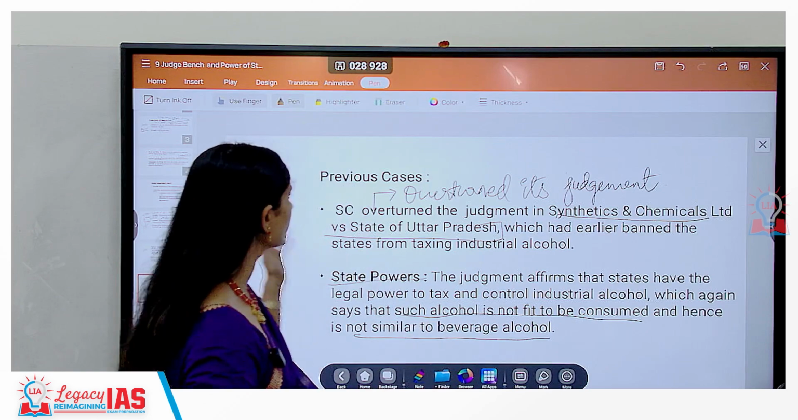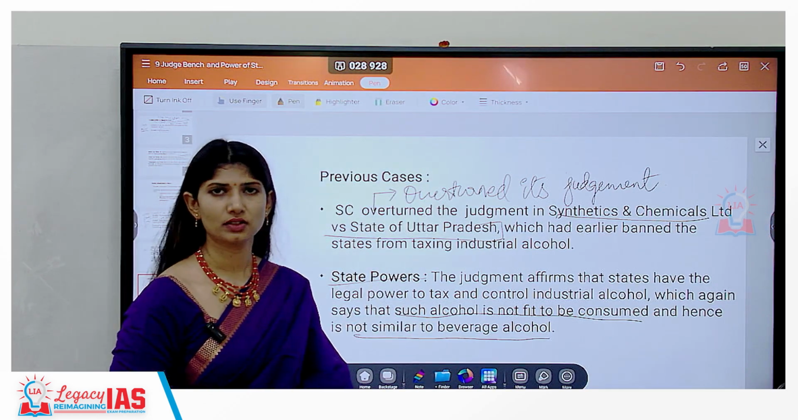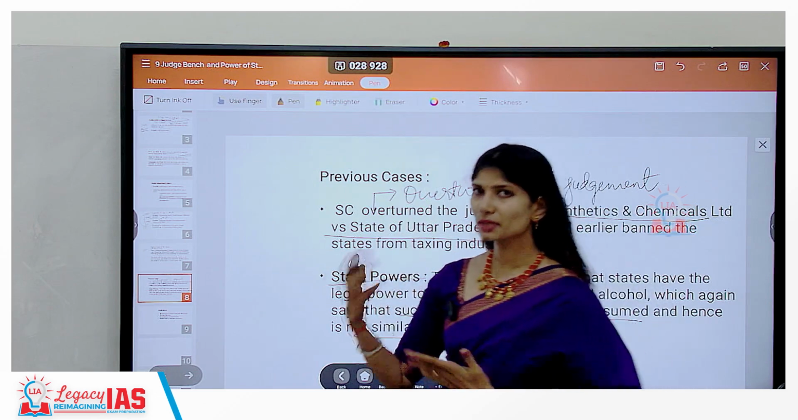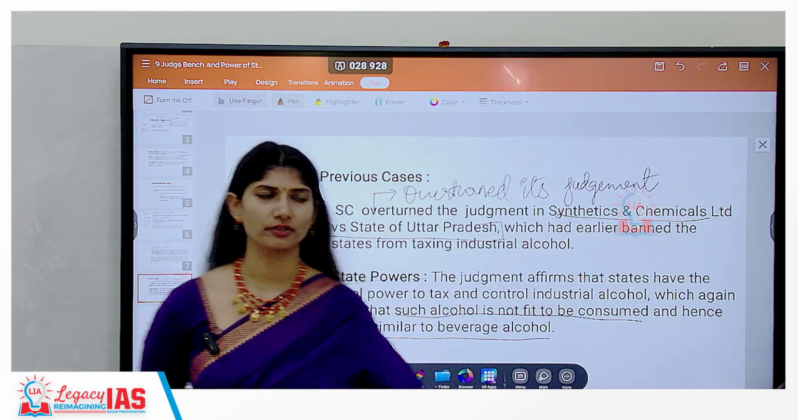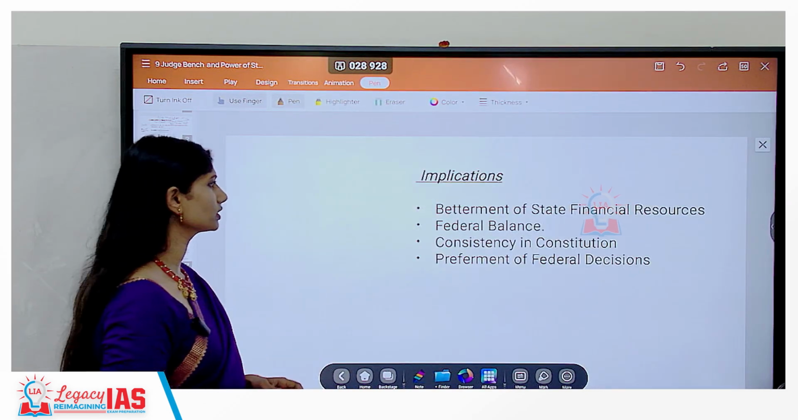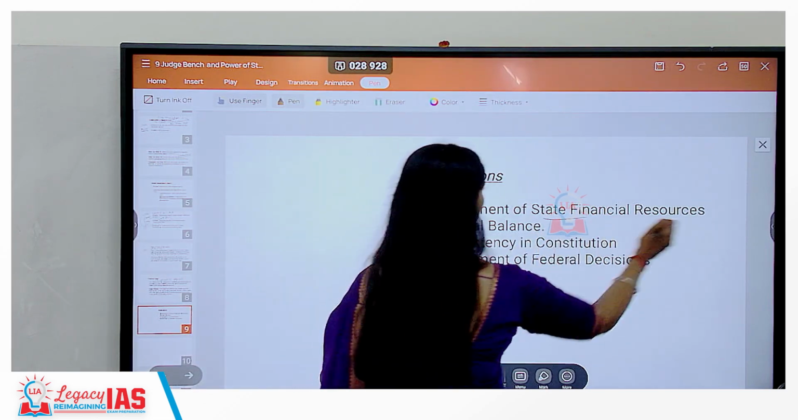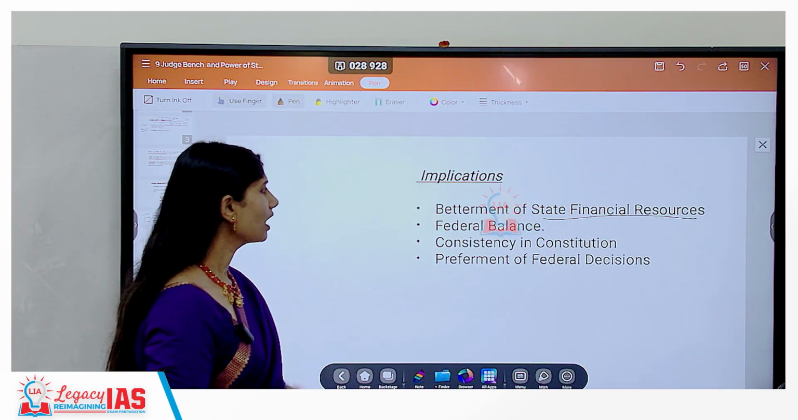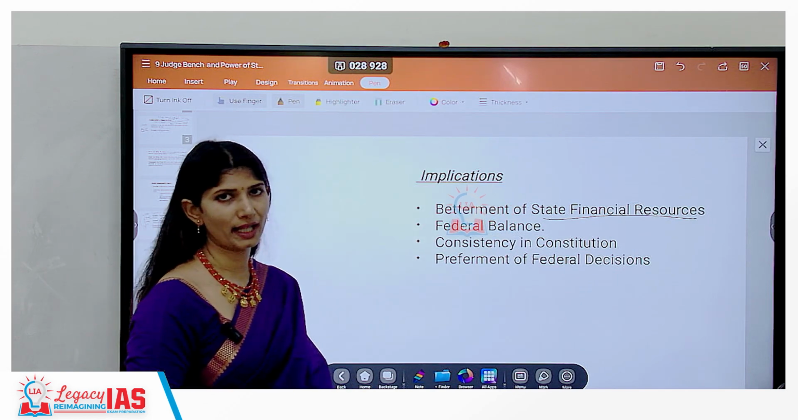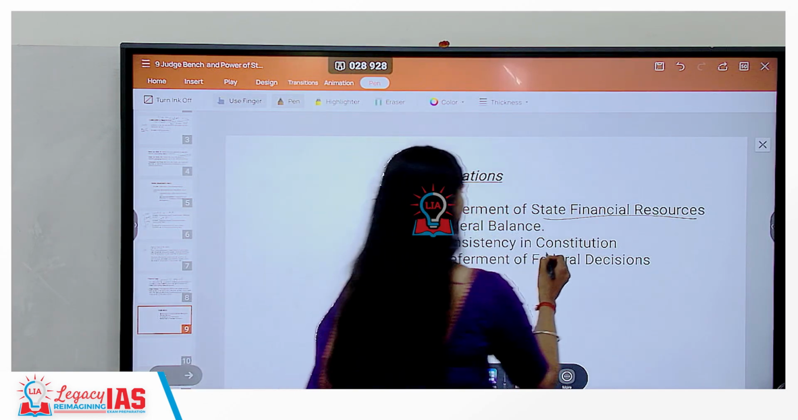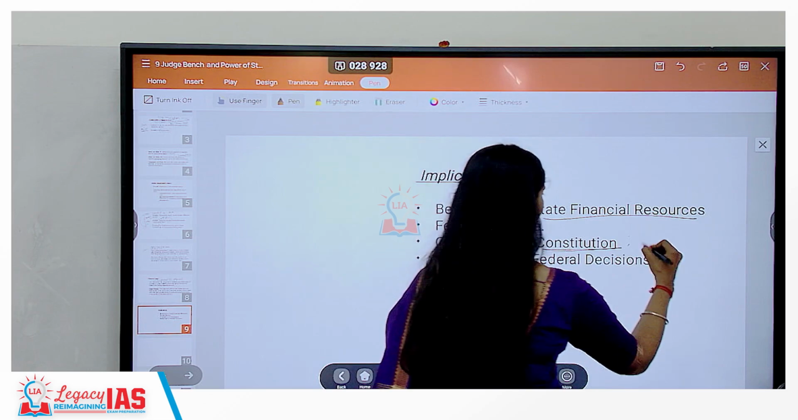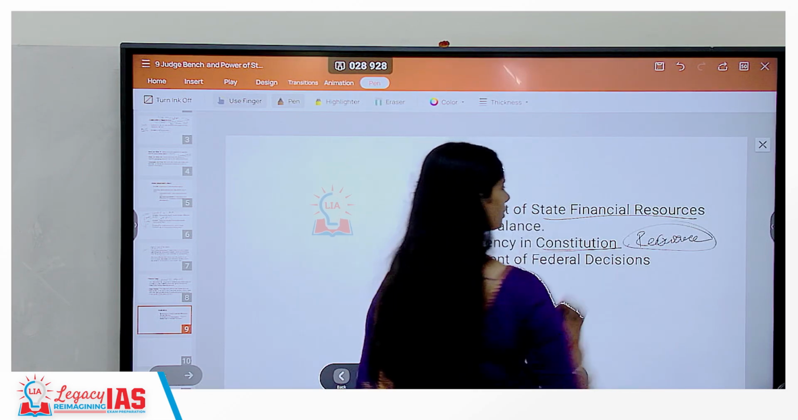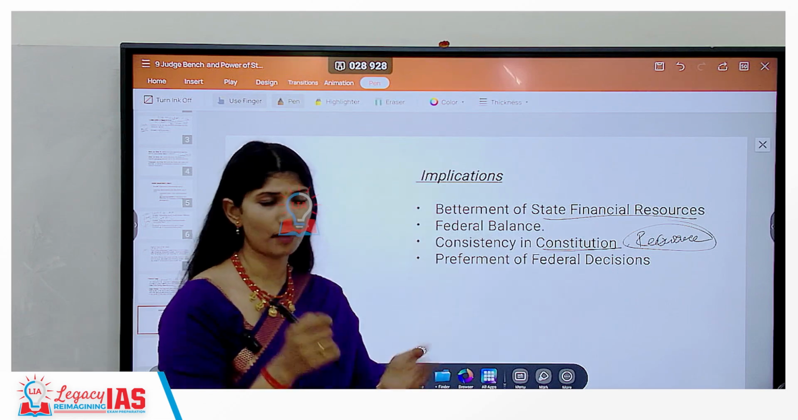Now, because the states have got the power to tax industrial alcohol, what do you think are the implications for the states? Like we spoke, first and foremost, it is better for state financial resources. Again, why? Their economy is constantly strained. Another thing is, it brings in a federal balance. One more thing, I told you there is a recurrence of a topic in the constitution. That is what I will do, overlap.